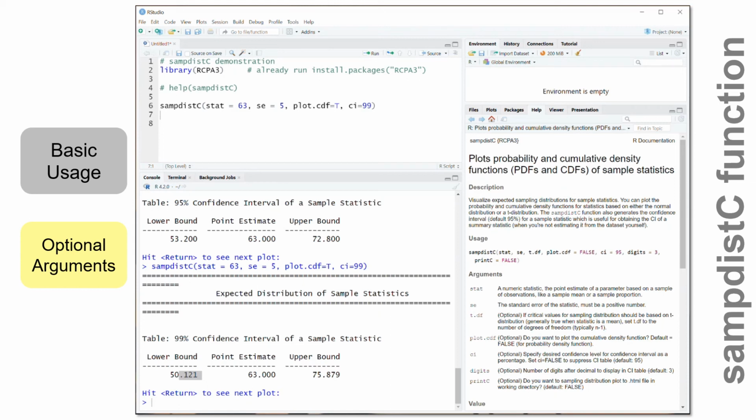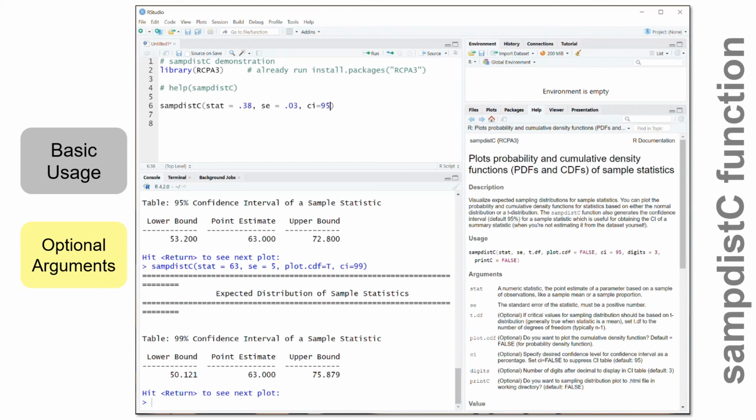I think one particularly useful utility of the sampdistC function is to solve those problems that give you a sample statistic and its standard error, or the information needed to calculate its standard error, and ask you to generate the confidence interval for that statistic. So the sampdistC function can do that. For example, if you had a problem that said 38%, or 0.38, of respondents favor a policy, and the standard error of the estimate is 0.03, what is the 99% confidence interval? I'm just going to omit the plot.cdf argument because we really don't need it. What is the 95% confidence interval?